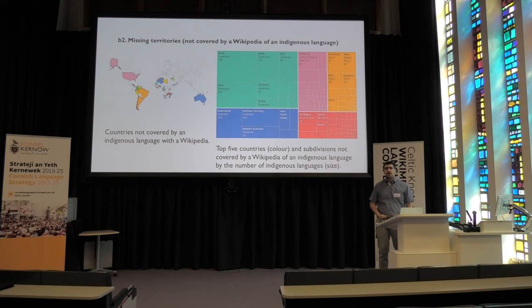Another thing we can do is to look for the territories in the world, the countries and subregions that are not covered by their native language or their indigenous language. And we see that there is a big opportunity in Cameroon, which has no native indigenous Wikipedia, and it has many languages in every sub-region of Cameroon. We have other opportunities in Australia, even in the United States, Brazil. It's not the case in Europe, but there are big parts of the world to cover by indigenous, by native languages.